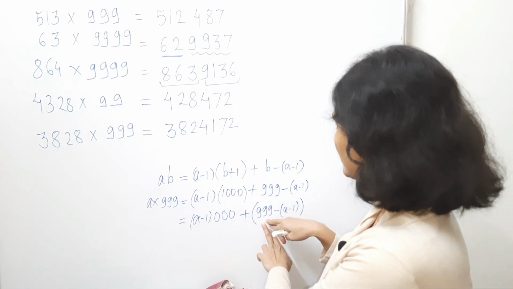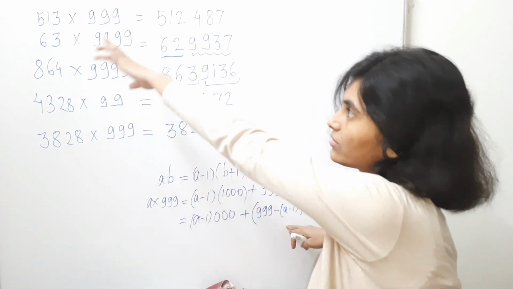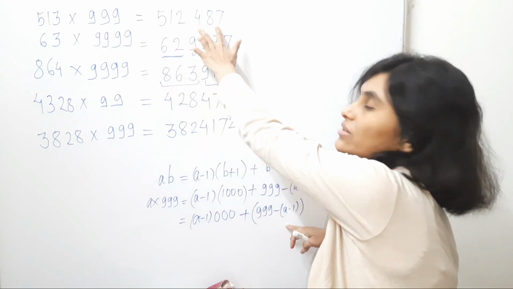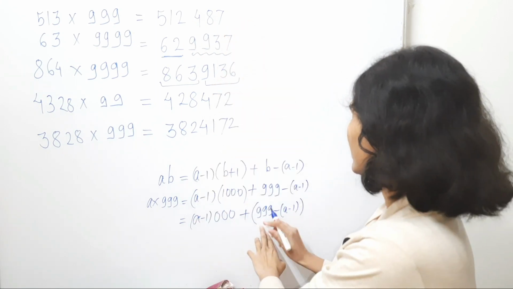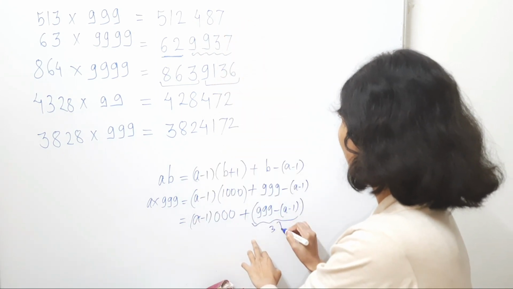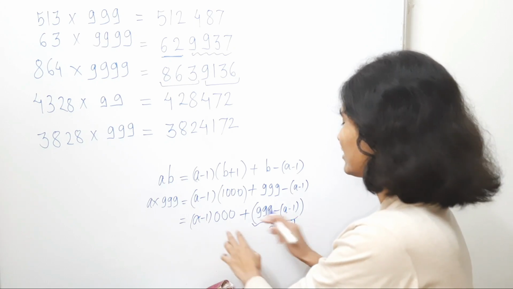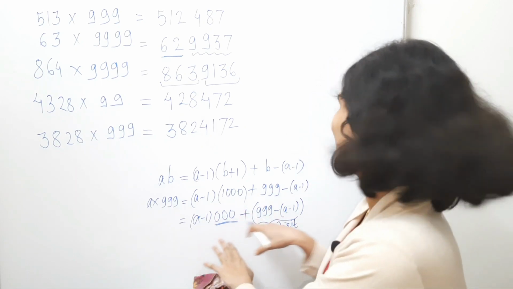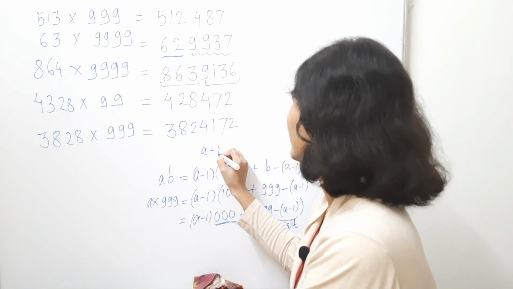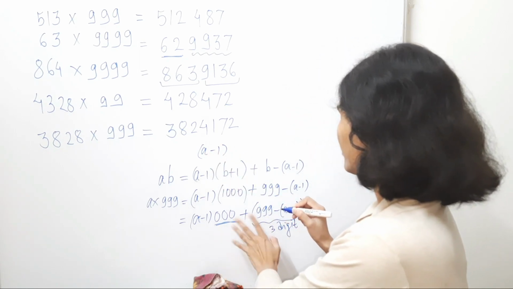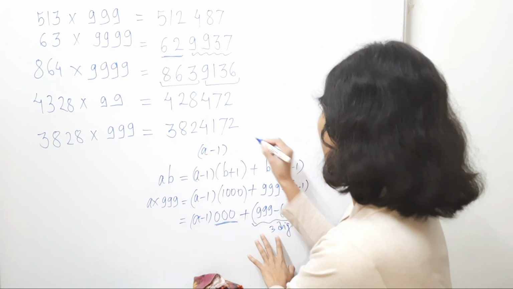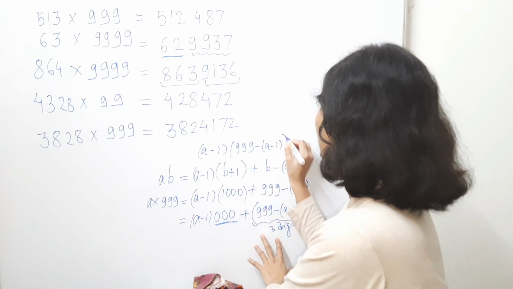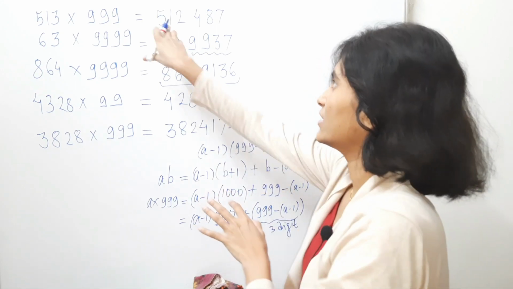So this is nothing but a 3-digit number, right? Because when you subtract this 513 from 999, you will get a 3-digit number which is 487. So we are just adding this 3-digit number, and here we have these 3 zeros. So this is just equal to A minus 1, then zeros, and we are adding this 3-digit number. So this is as it is, 999 minus (A minus 1), which is exactly same as this answer.